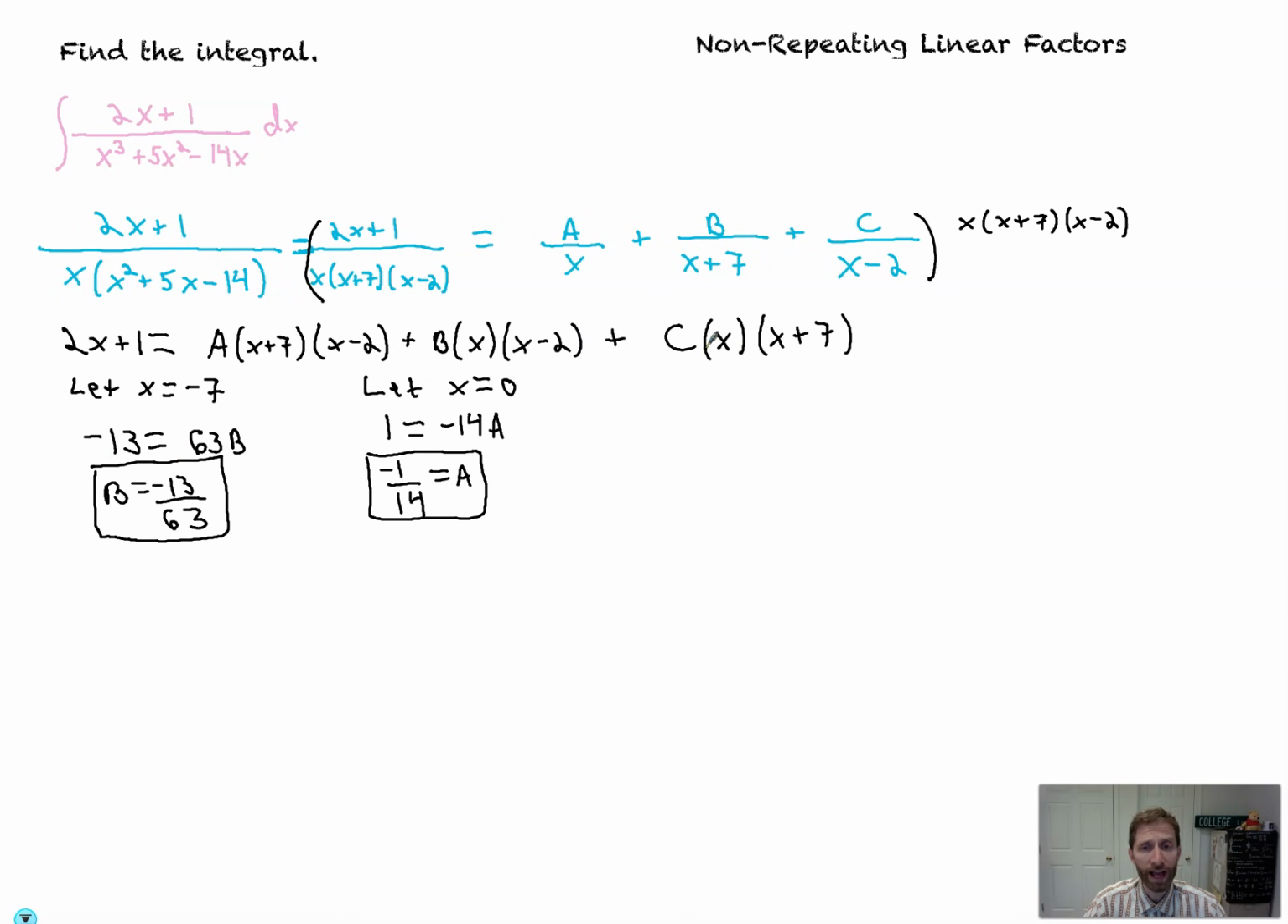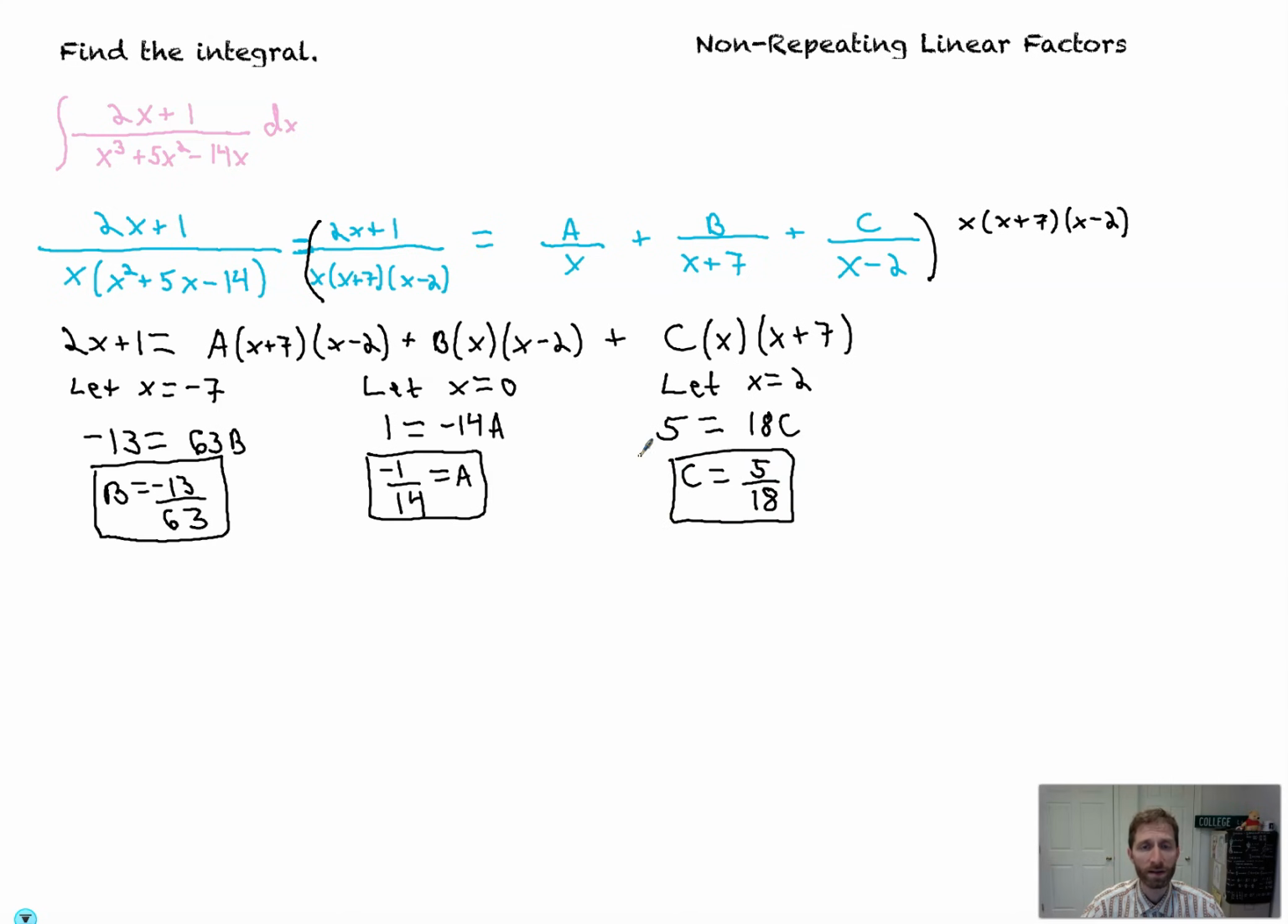Then we've got to cancel out x minus 2 because it's in those two, so we'll let x equal 2. So 2 times 2 is 4 plus 1 is 5. Nice. 2 minus 2 is 0. That cancels. Same here. Cancels. 2 times 2 plus 7 is 2 times 9 is 18. So c is going to be equal to 5/18. All right, none of those fractions are good.